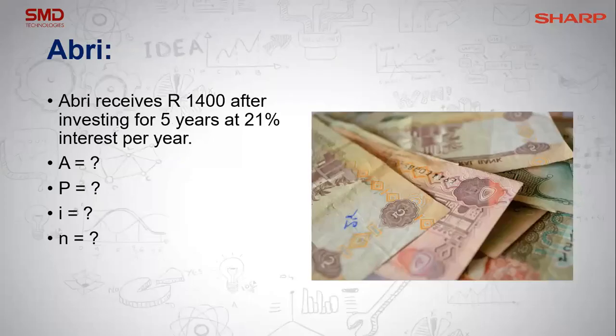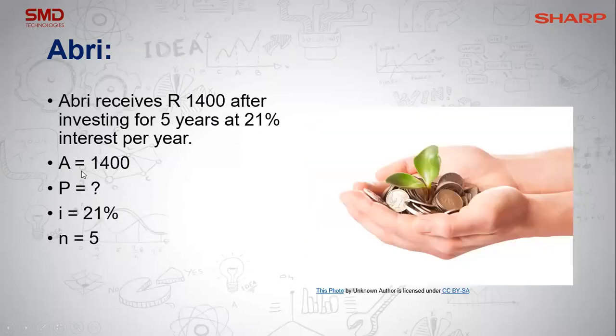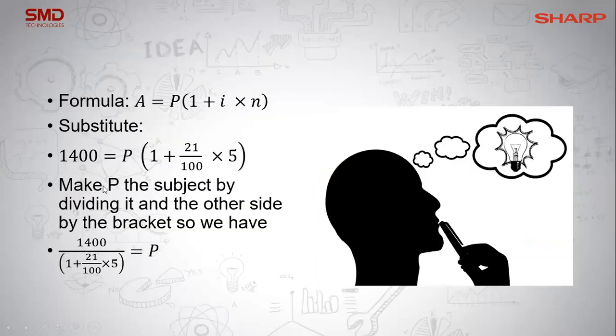Cool. So if we look at the next example, Aubrey receives 1,400 Rand after investing for 5 years at 21% interest per year. So where can we fill in these values? Well, our A is going to be the 1,400 Rand, N is the 5 years and the 21% will go in our interest. So we're looking for our P value. Our formula is again the simple interest formula, and we can substitute in for our A, and we don't know what P is, so that's what we're looking for, and our interest rate and our number of years.